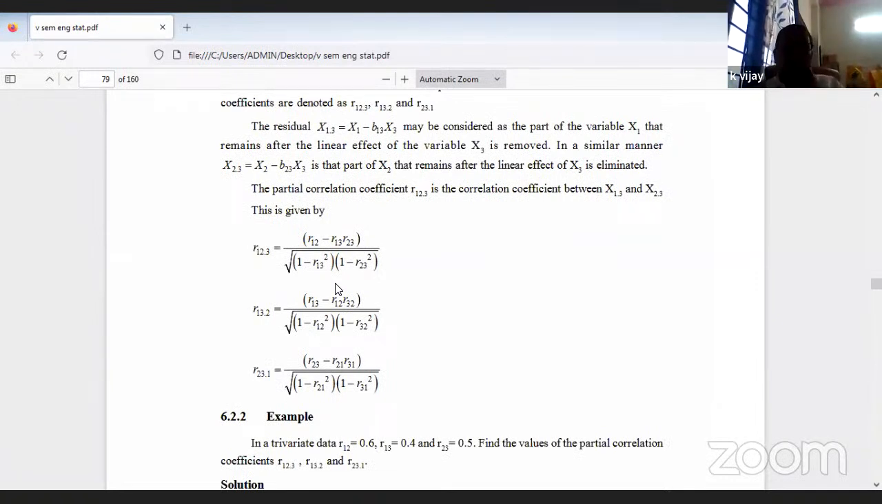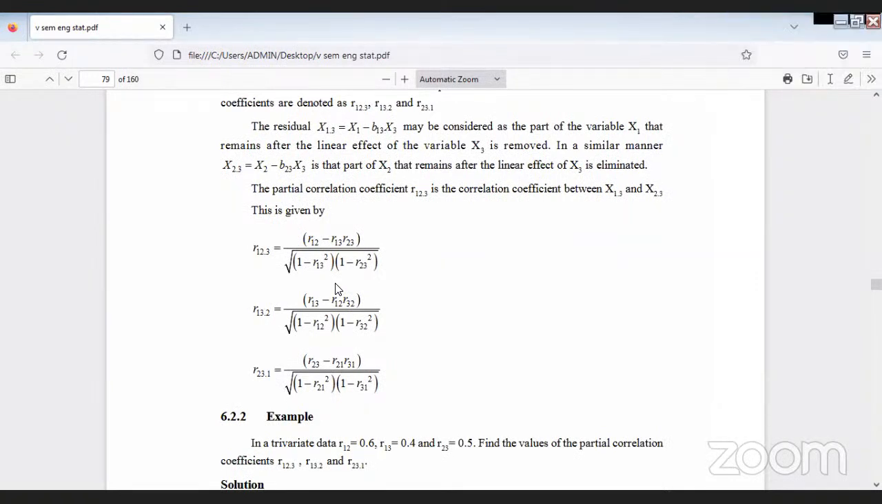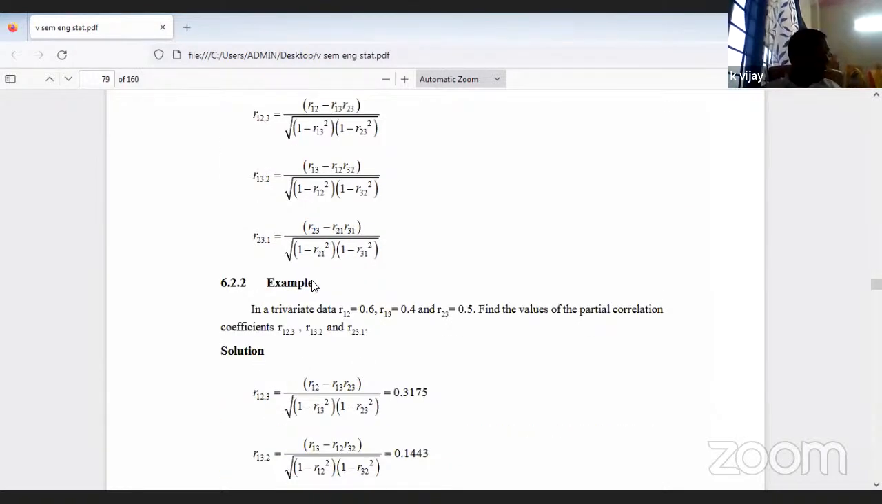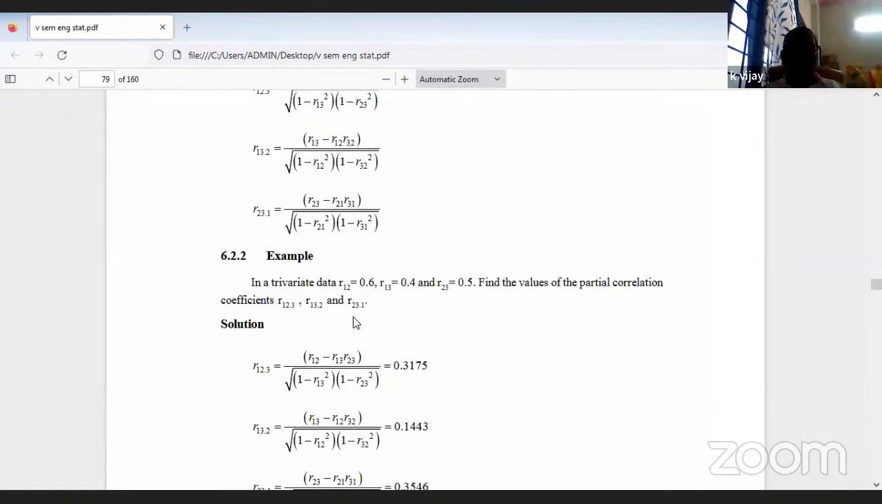This is given by the R12.3 formula. These are the basic fundamental formulas; three formulas are a must. R12.3 equals R12 minus R13 R23 by root of 1 minus R13 whole square, 1 minus R23 whole square. R13.2 equals R13 minus R12 R32 by root of 1 minus R12 whole square, 1 minus R32 whole square. R23.1 equals R23 minus R21 R31 by root of 1 minus R21 whole square, 1 minus R31 whole square.